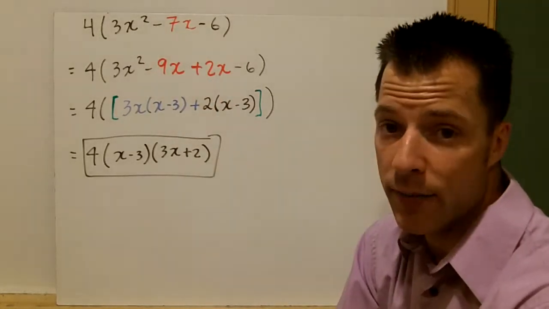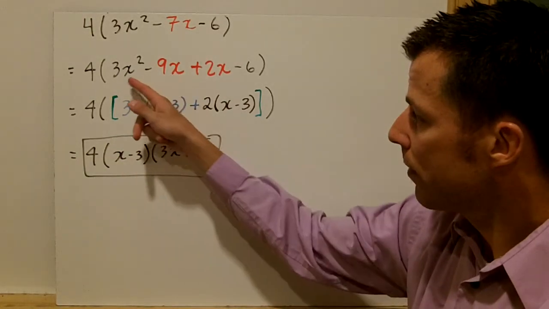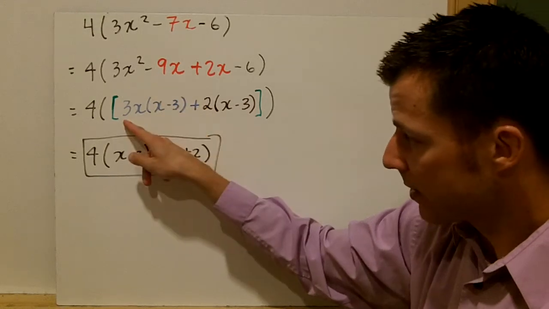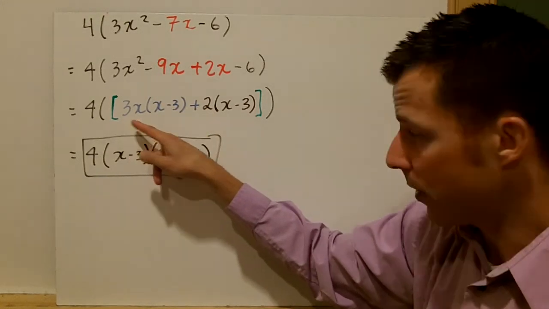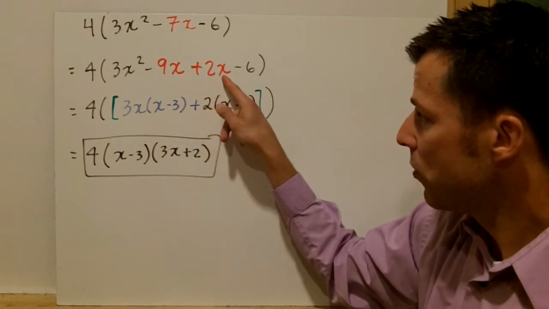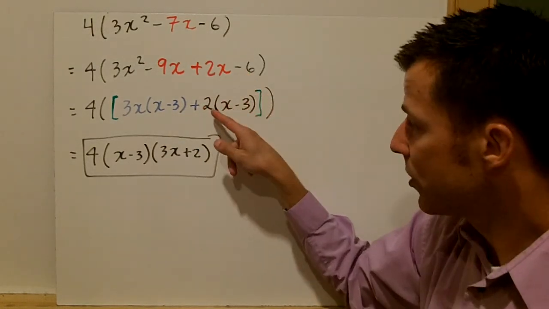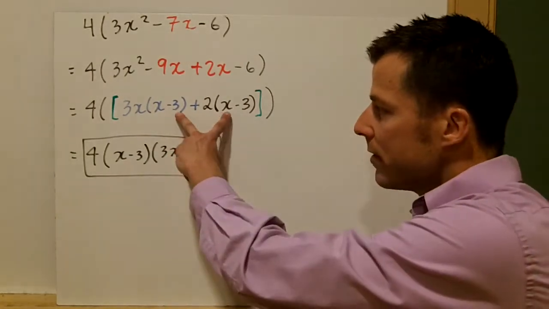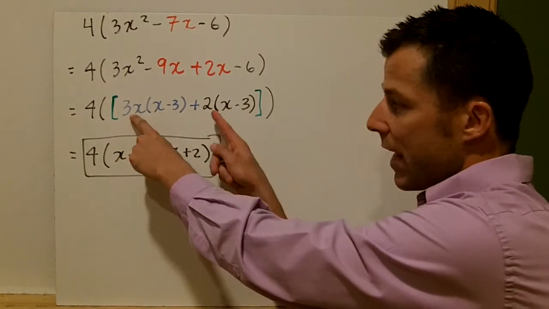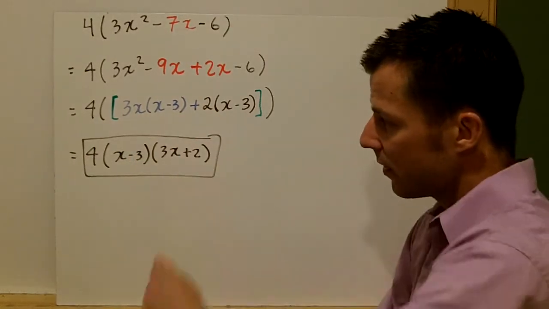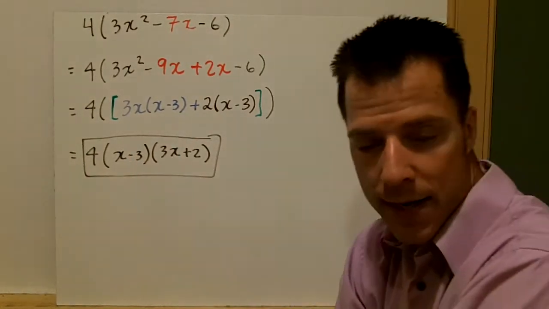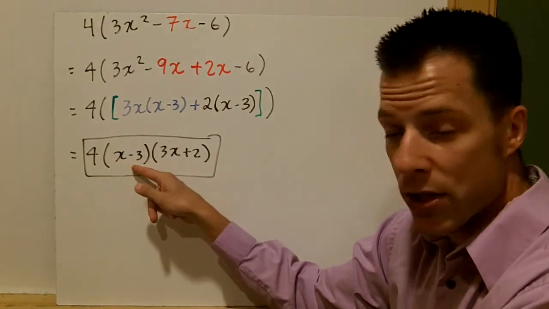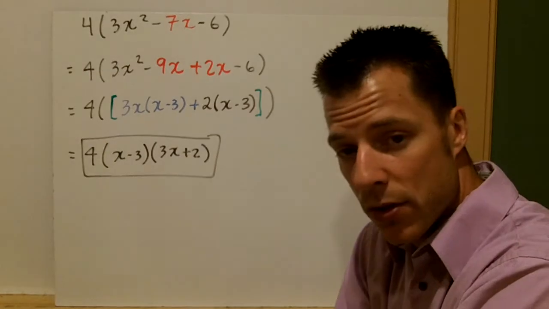So now you factor by grouping. If we look at the first two terms, 3x squared minus 9x, 3x is common. And when I factor out the 3x, I'm left with x minus 3. 2x minus 6, common factor is 2, and I'm left with x minus 3. So again, whatever's in parentheses is one factor. Whatever's outside the parentheses is our second factor. And the 4 comes along for the ride. So the final product here is 4 times the quantity x minus 3 times the quantity 3x plus 2.